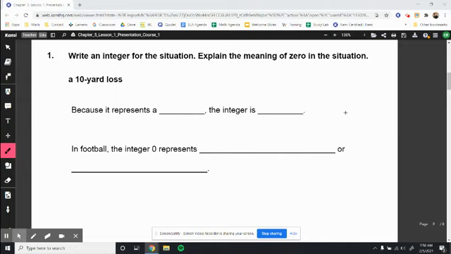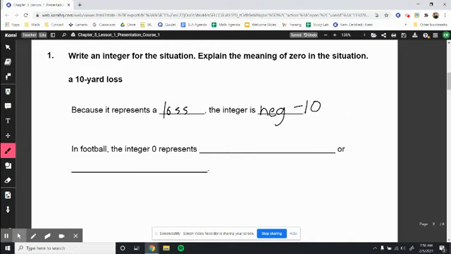Our first example is going to be on page 346. Number 1 says, write an integer for the situation, explain the meaning of 0 in the situation. A 10-yard loss. When we say a loss, we are definitely thinking of a negative. Because it is represented as a loss, the integer is negative, so it is going to be negative 10.